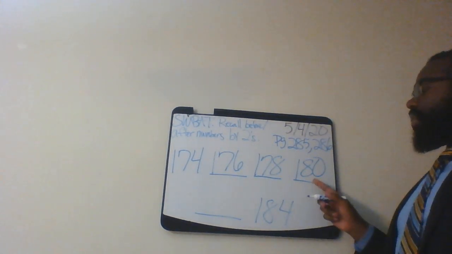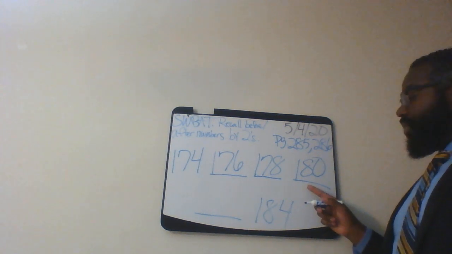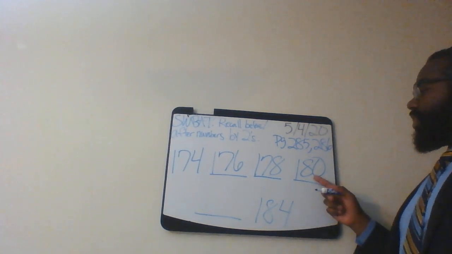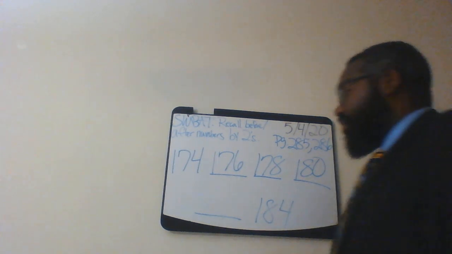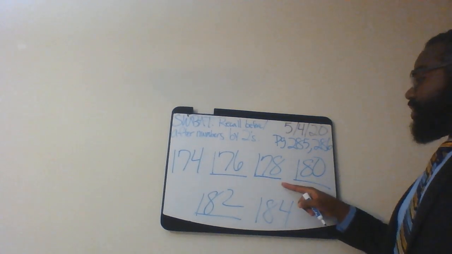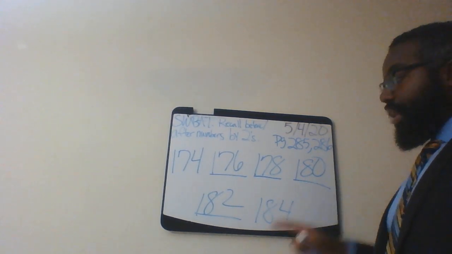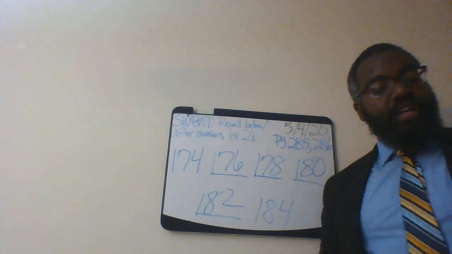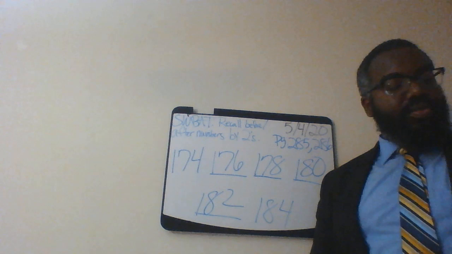And what's after 180? Remember, we count by twos. We're trying to get to 184. 180, 182. Let's count. 174, 176, 178, 180, 182, 184. So that's how you count by twos.